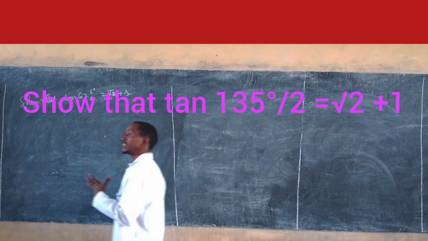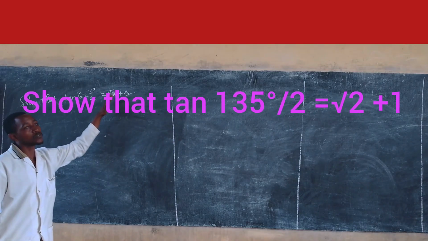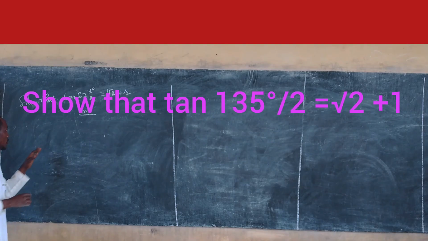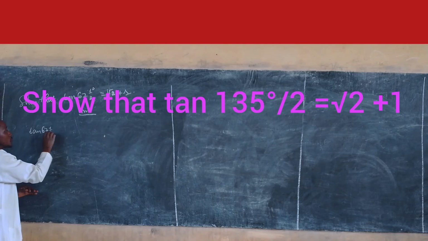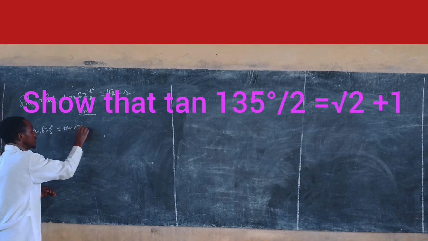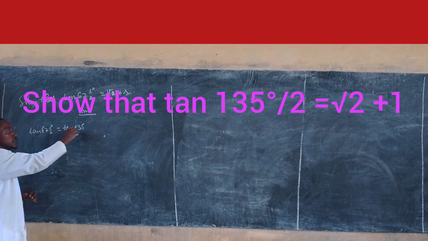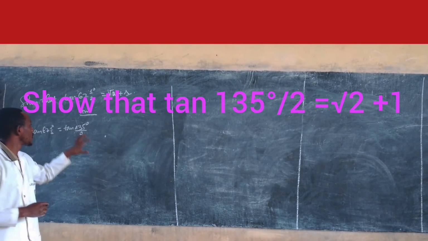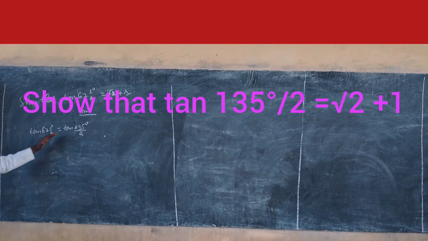Show that the tan of 67 1/2 degrees is equal to that. First of all, the answer for that. So when you want tan of 67 1/2 degrees, it is the same as tan of 135 degrees over 2. So this is the half angle. If this is the half angle, how can you find it?